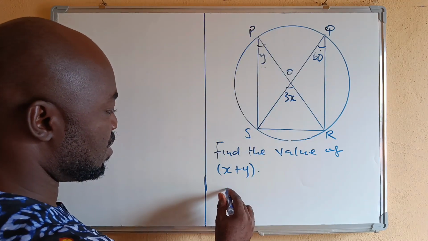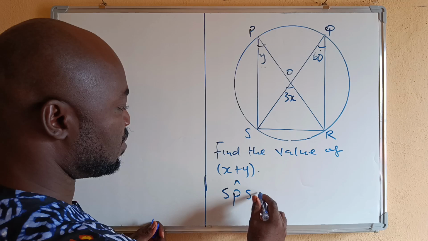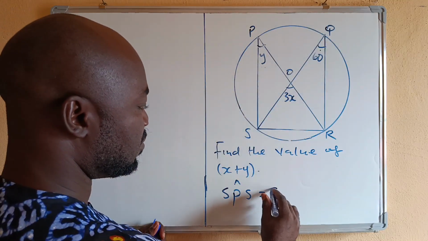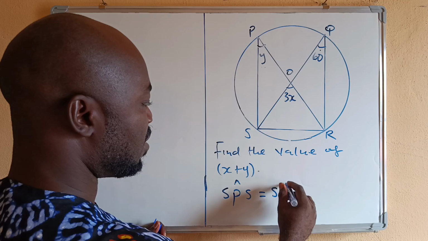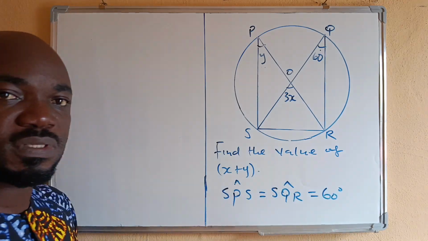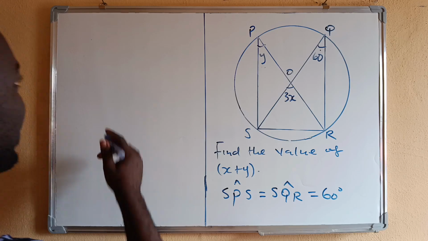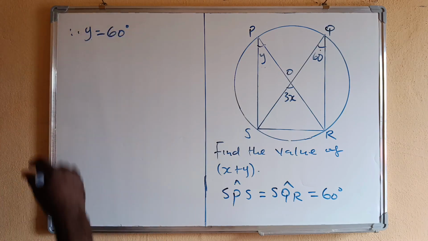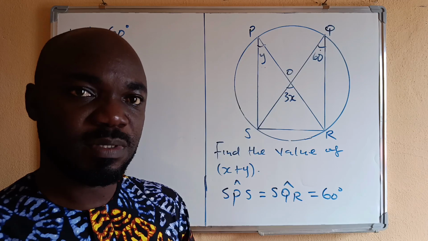So what that means is that SPR is equal to SQR. Both of them equal 60 degrees because they are angles in the same segment. Therefore, y is equal to 60 degrees. So the value of y has been settled.